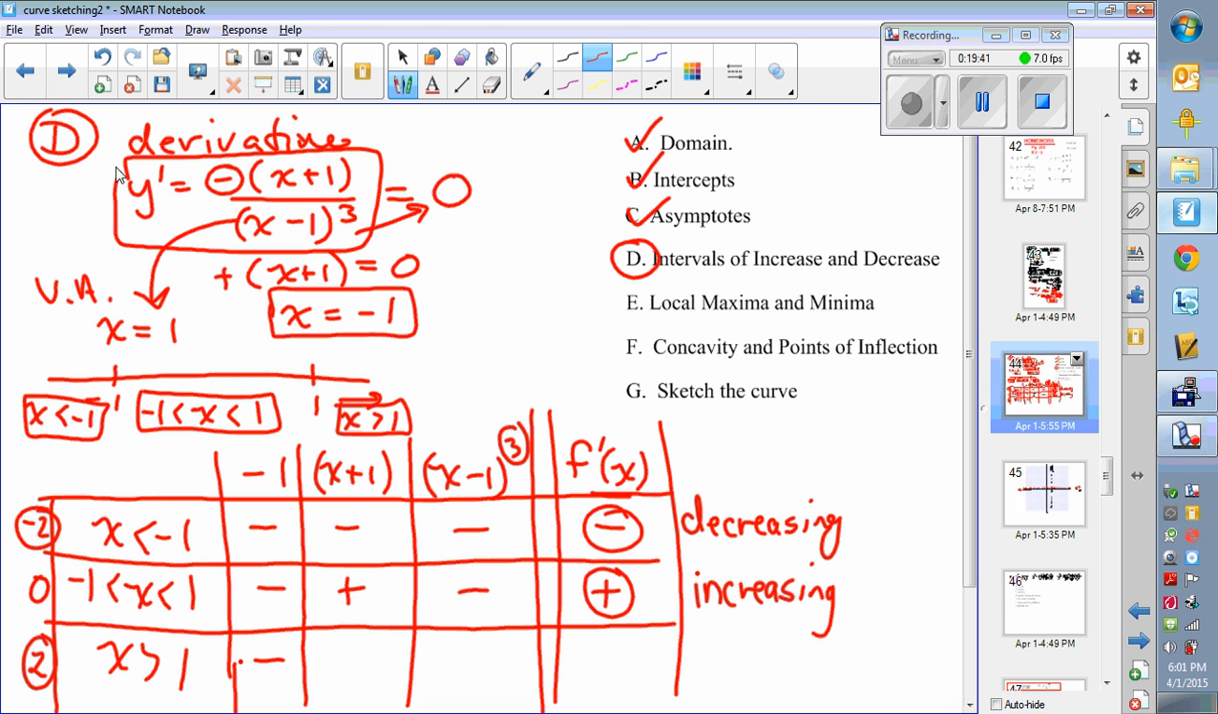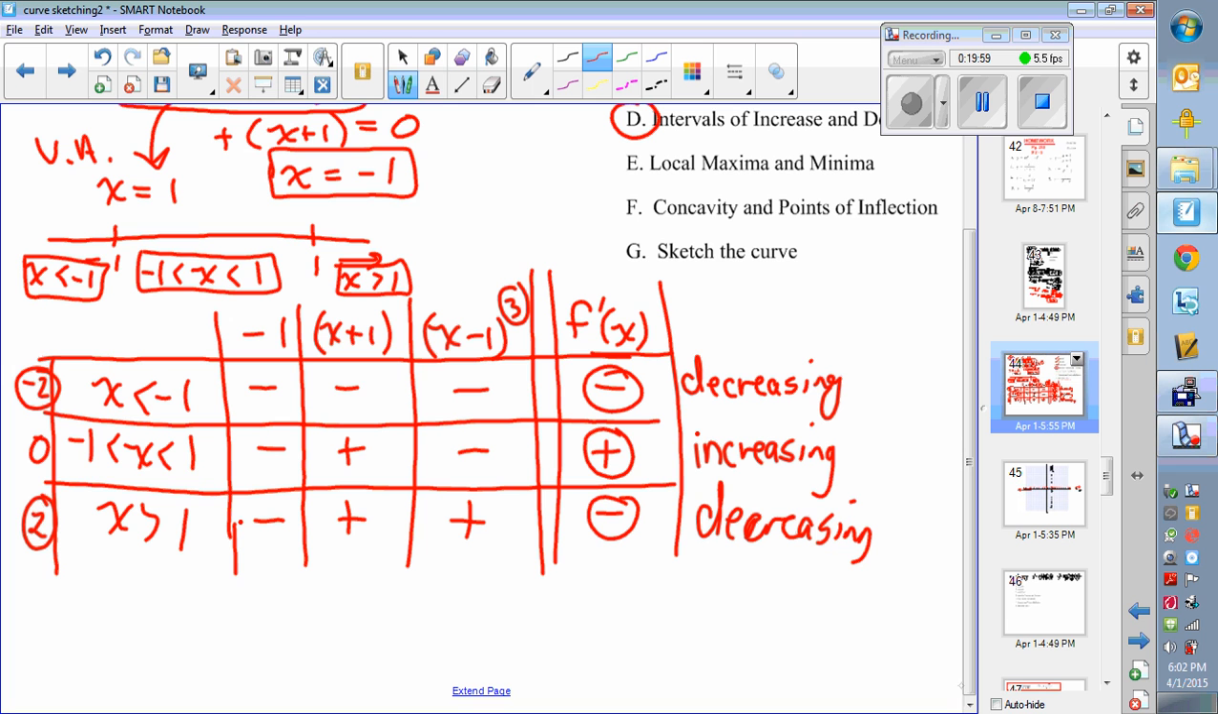Choosing a number 2, this is a positive. 2 minus 1 is 1. You cube, you get a positive. And altogether, I get a negative function. So over here, it is decreasing. So now I know where my function is increasing and where my function is decreasing. It's dropping in this interval, it's dropping on that interval, and it's increasing in between.